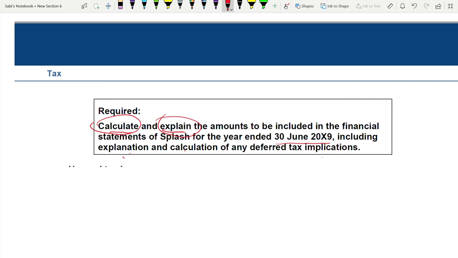Calculating what? What do you calculate? You start calculating the expense, the remuneration expense.